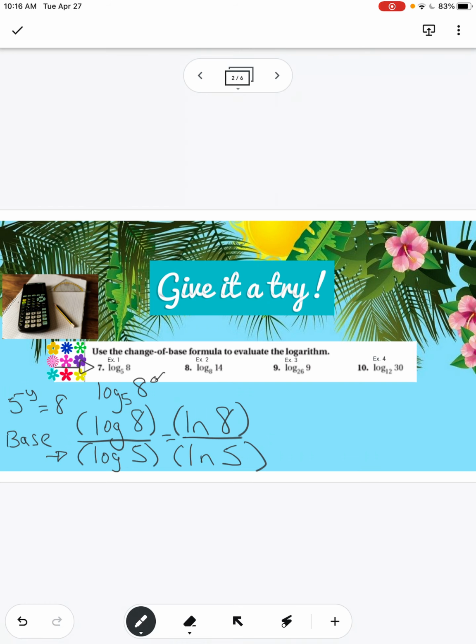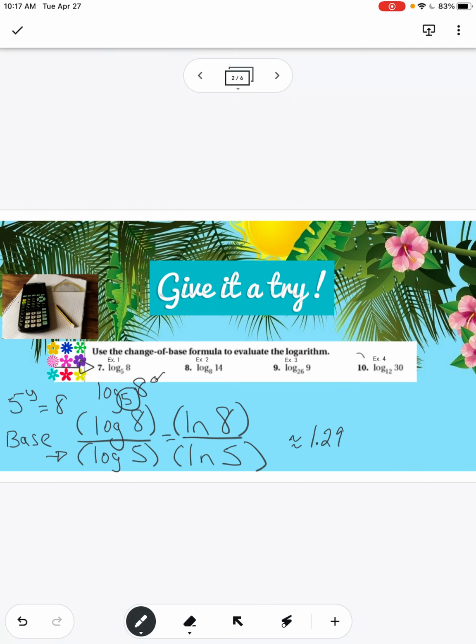Think of what a base is. A base is something that holds together. A base is usually located at the bottom. So just remember that whatever your base is, you always put it in the denominator. This will be approximately 1.29 if you put that in your calculator correctly. Also, just one note, you don't have to do both. You just pick one. Either you can use common log or natural log.